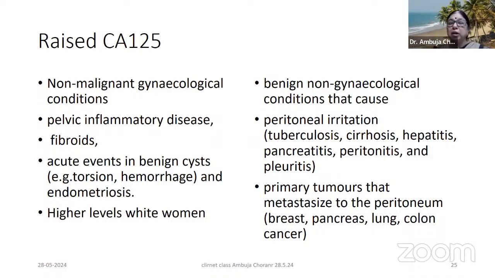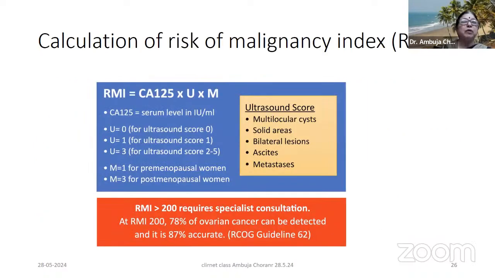There are non-gynecological conditions where it can be increased. Any peritoneal irritation increases the CA-125, like tuberculosis, cirrhosis, hepatitis, pancreatitis, peritonitis, and pleuritis. Primary tumors that metastasize to the peritoneum, like from the secondary infiltrates that are present, also increase it. So I told you in the beginning itself, it's not very specific, but still we are using it because there is no other thing that can take over the CA-125. But CA-125 alone is not of much significance, because it can be raised in so many gynecological and non-gynecological conditions.